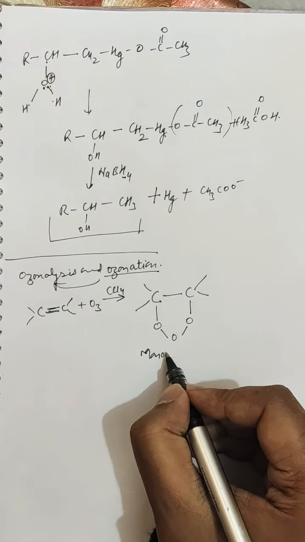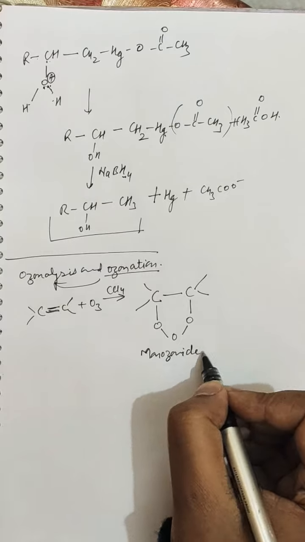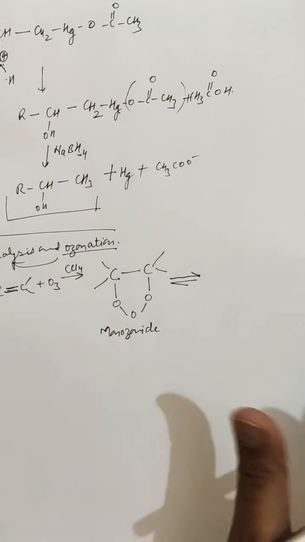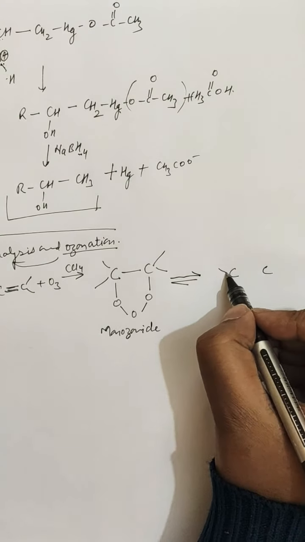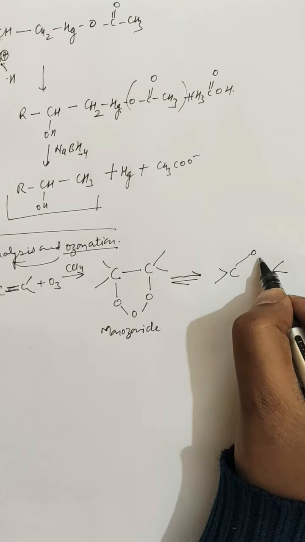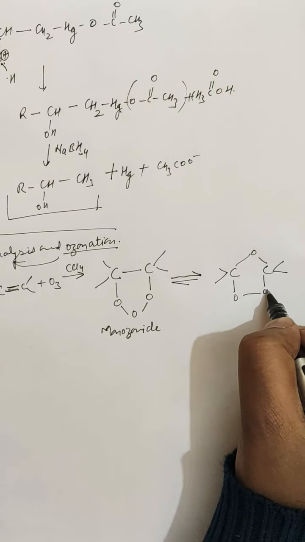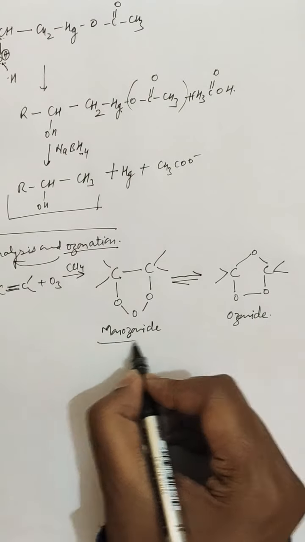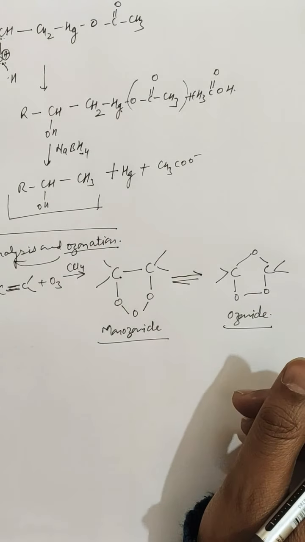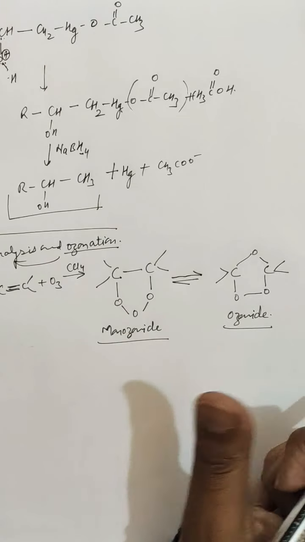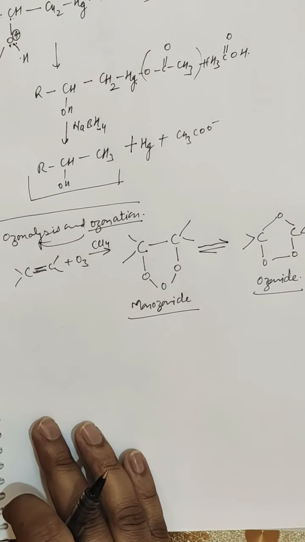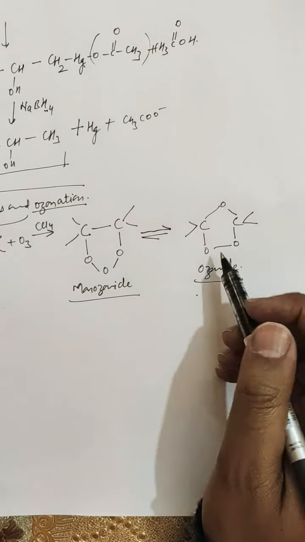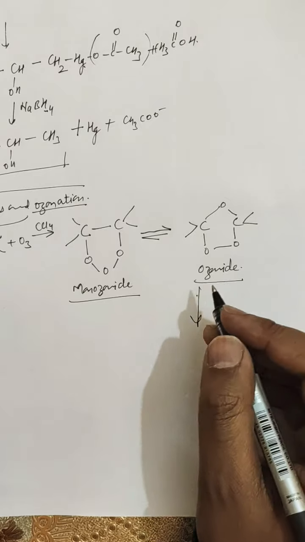It is called monoozonide. Further it rearranges itself to form the ozonide. So this is monoozonide, and this is ozonide. So this is the reaction of ozonation. Further it undergoes ozonolysis. How does this ozonide undergo ozonolysis?